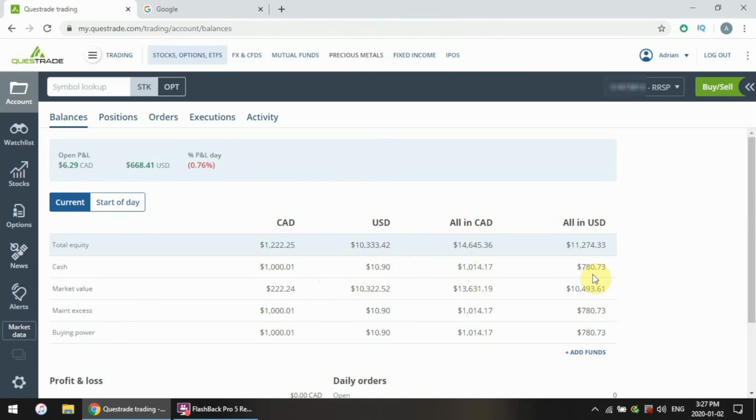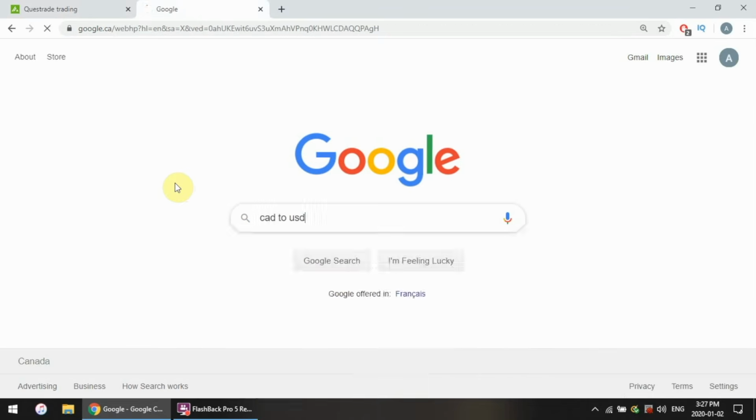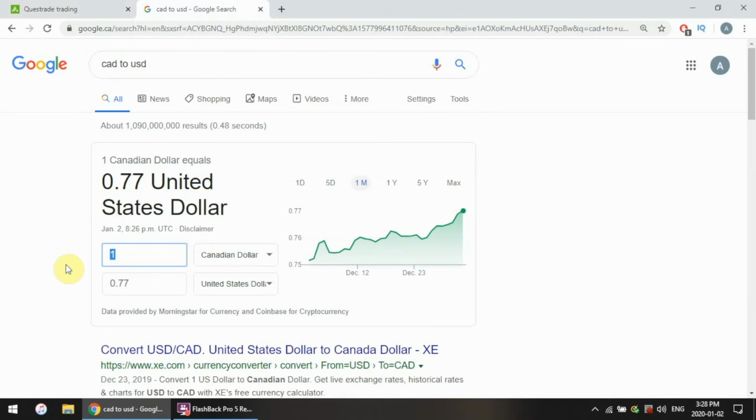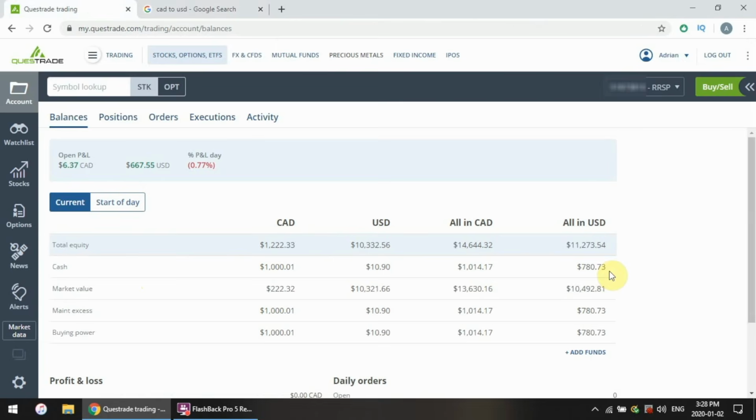Questrade automatically calculates the conversion for you, but just as a sanity check, let's confirm with Google. Search Canadian to US dollars. I'll enter this Canadian amount here, 1,014, and at this moment, this equals 780 US dollars, which matches the amount that Questrade gives me. So now I know that I have 780 US dollars to invest with, and I want to buy the US stock Nordstrom.